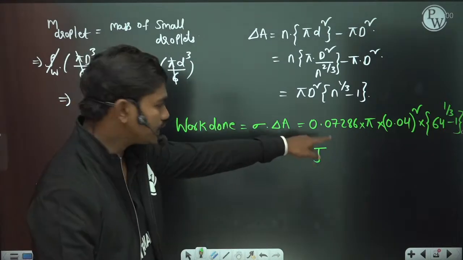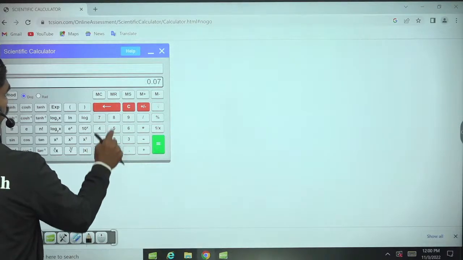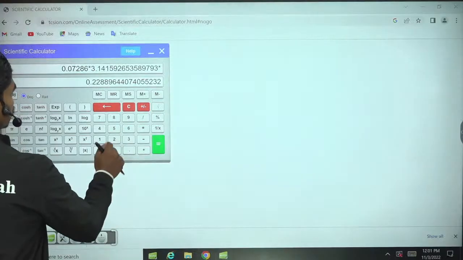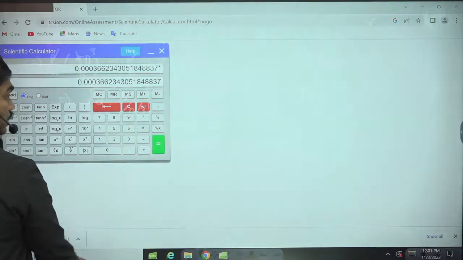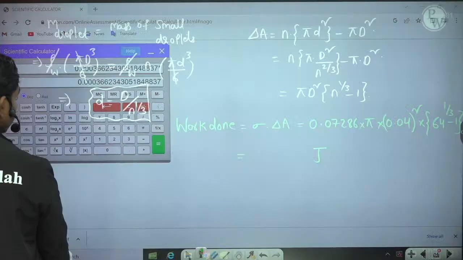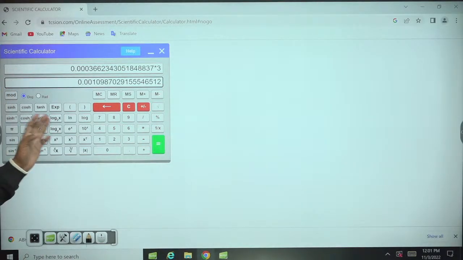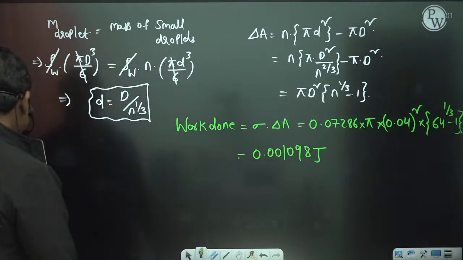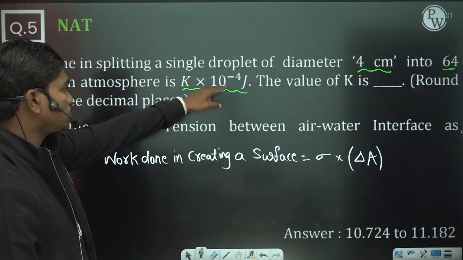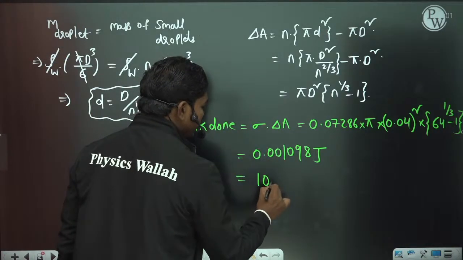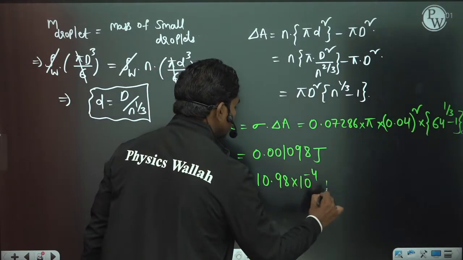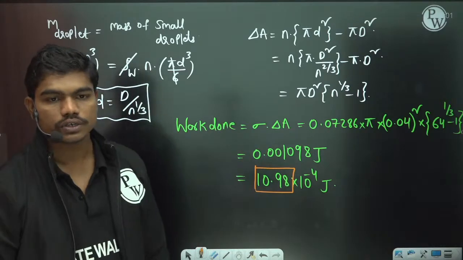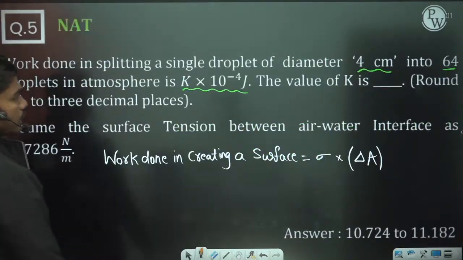Let us calculate this value using a virtual calculator. 0.07286 into 0.07286 into pi into 0.04 whole square into 0.04 square. This value multiplied with 64 power 1 by 3 is nothing but 4. So 4 minus 1 is 3, multiplied with 3, we get 0.001098 joules. Now they are asking this value in K into 10 to the power minus 4 joules. So with the 10 to the power minus 4 conversion, it is 10.98 into 10 to the power minus 4 joules. So the K value is 10.98, which is given in this question.